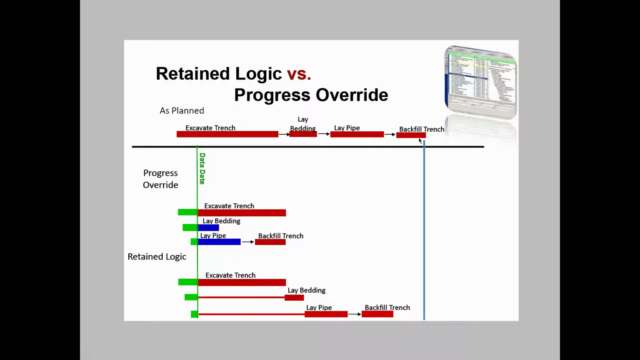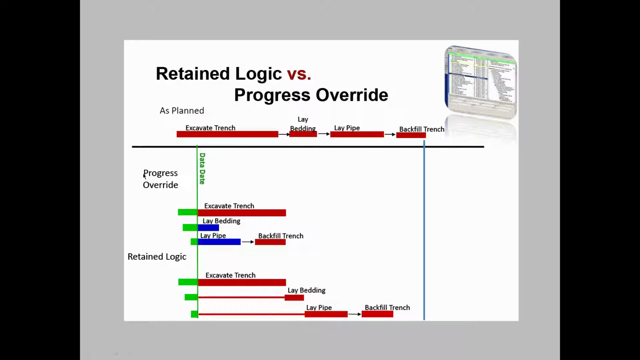Typically we know a contractor is not going to excavate the entire trench before he even begins to lay bedding, which is exactly what happened. As we see here, he started the excavation. A few days later, he started the bedding, and a few days later, he started laying the pipe. This conflicts with the logic that he provided to us.